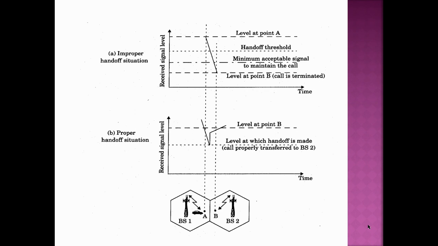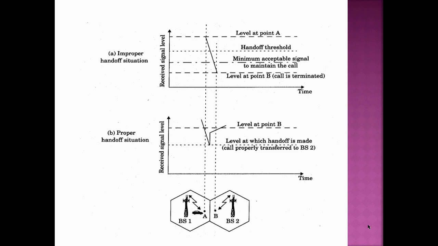When he moves from point A to point B, we have a value called the handoff threshold. The handoff threshold is the minimum threshold value at which the handoff has to take place. After the handoff threshold, if the user is still moving further towards B, then we have the minimum acceptable signal needed to maintain the call. If the received signal level goes beyond the minimum acceptable level, for example if the user reaches point B, he has crossed the minimum acceptable level.